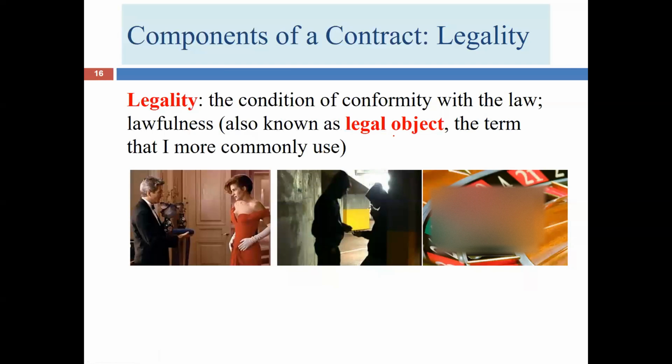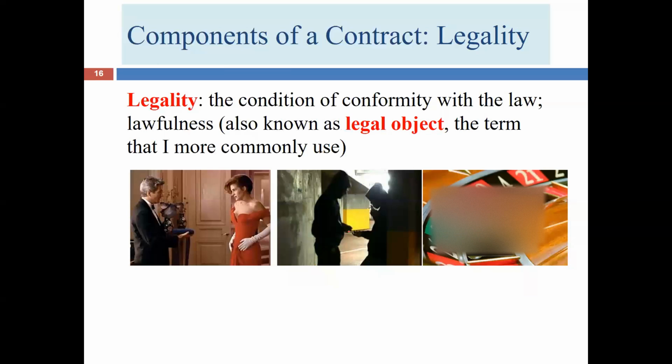The condition of conformity with the law, lawfulness. More commonly than saying legalities, I will probably say legal object. Either term is fine. The contract has to have a legal basis. So a contract for prostitution is not a valid contract unless, of course, it were in a jurisdiction that permitted prostitution. For example, certain places in Nevada have made prostitution lawful.